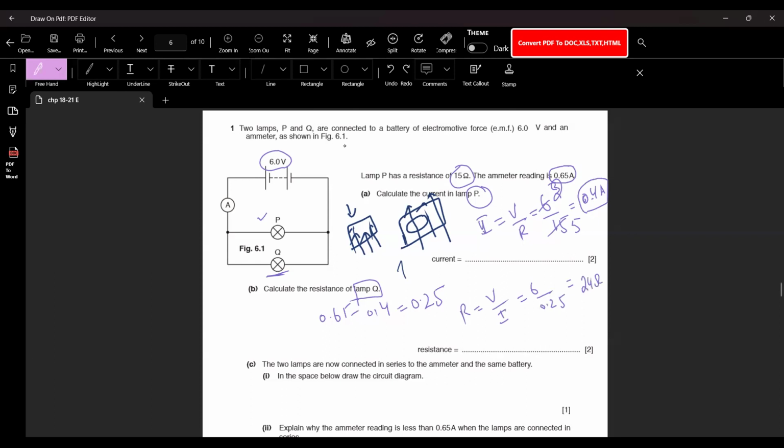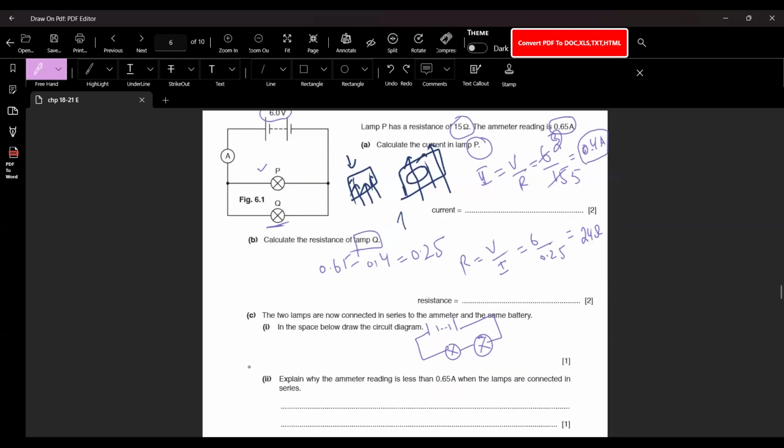The two lamps are now connected in series to the battery. We have to redraw the circuit. So clearly, if the battery is attached and the lamps are connected in series, the diagram would be redrawn like this. Then we explain why the meter reading is less, because the resistance is increased. When lamps are connected in series, the resistance would increase.